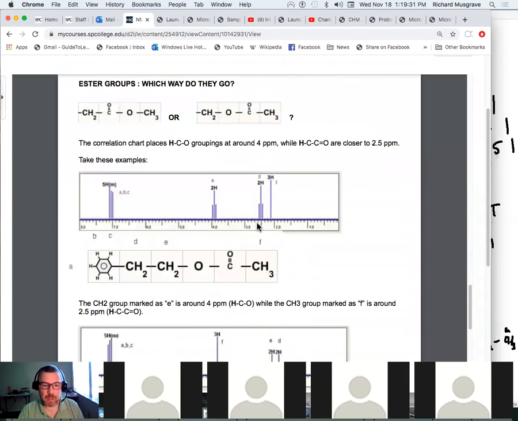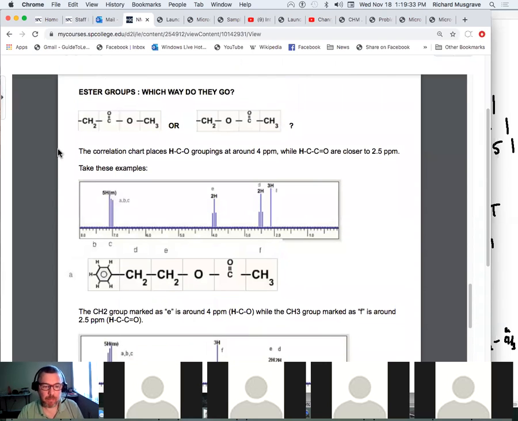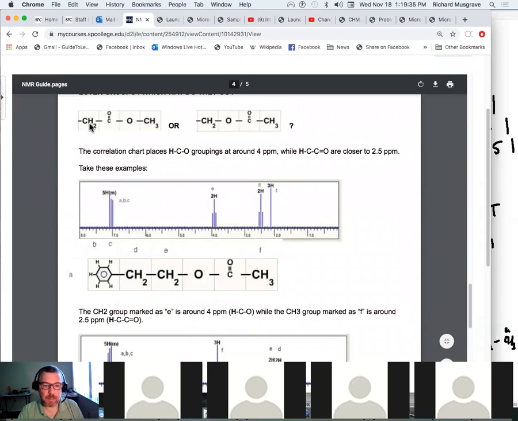So let me go through that briefly here, the ester groupings. If you've got this possibility where you're not sure whether it's C double bond O connected to O or whether it's O double bond connected to C double bond O, what you can do is use one piece of evidence, and that is the fact that CHs connected to Os generally appear at 4 ppm. So in this instance, let's say we've got this structure here, we're not sure which way it goes.